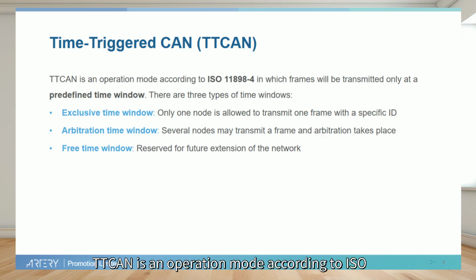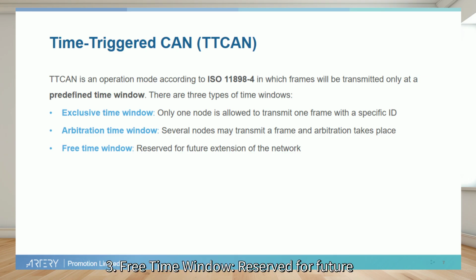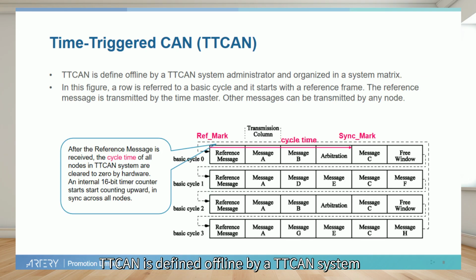TTCAN is an operation mode according to ISO 11898-4 in which frames will be transmitted only at predefined time windows. There are 3 time window types. First, exclusive time window. Only one node is allowed to transmit one frame with a specific ID. Second, arbitration time window. Several nodes may transmit a frame and arbitration takes place. Third, free time window, reserved for future extension of the network.